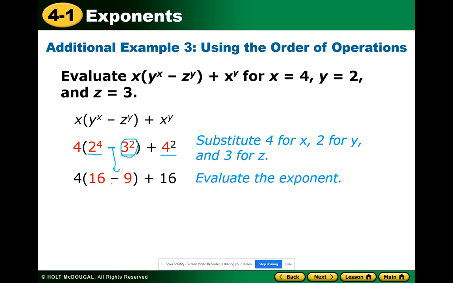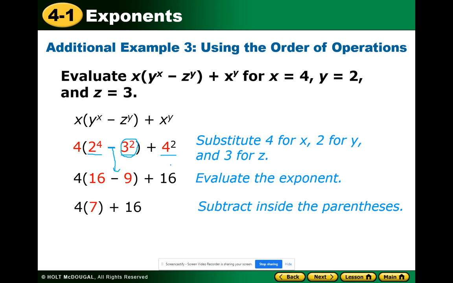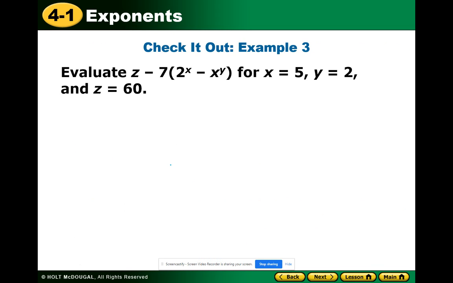So we do the exponents and we still have this problem. From there, it's PEMDAS, which you guys are very good at. So we do the subtraction inside the parentheses. Then notice the 4 by the parentheses. That means multiplication. So 28 after we do 4 times 7. And then we get 44 as our final answer when we follow that order of operations.